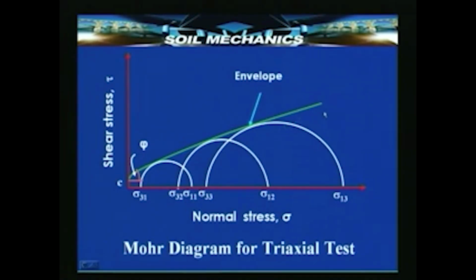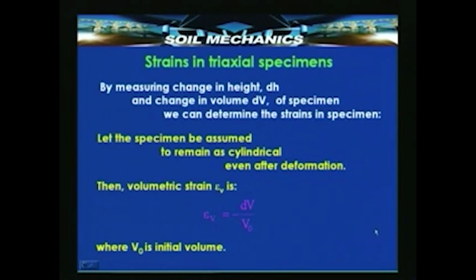Now, if I take a common tangent to all these and assume that the Mohr-Coulomb failure criterion is valid for this, then we will have an intercept which represents the cohesion in the soil and an angle here, the angle of internal friction phi. If the stress state in the triaxial test is known, then we can plot these graphs and calculate the shear strength parameters. That is the reason why we need to understand correctly the state of stress in the specimen at any given time. Now, what happens to the strains?